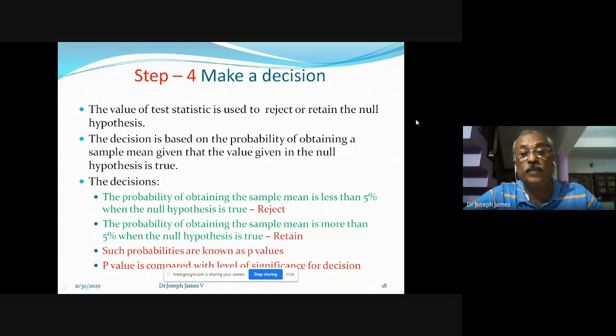That p-value is nothing but the probability of obtaining a sample mean given that the null hypothesis is true.